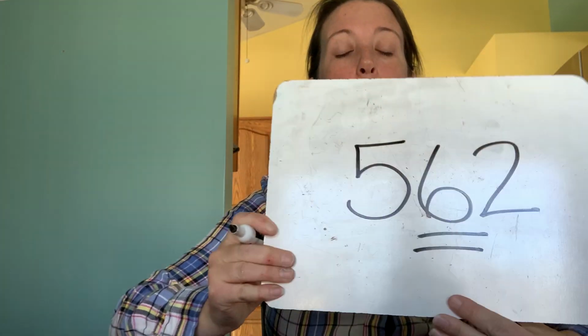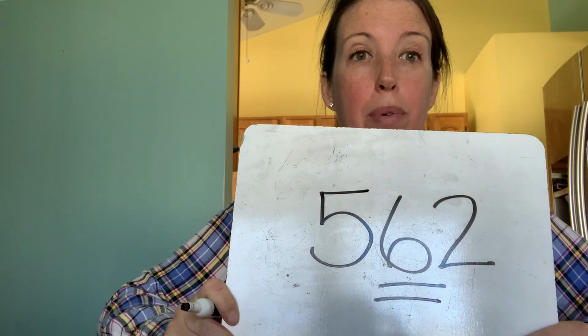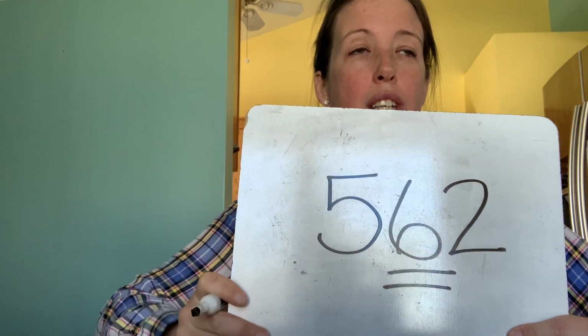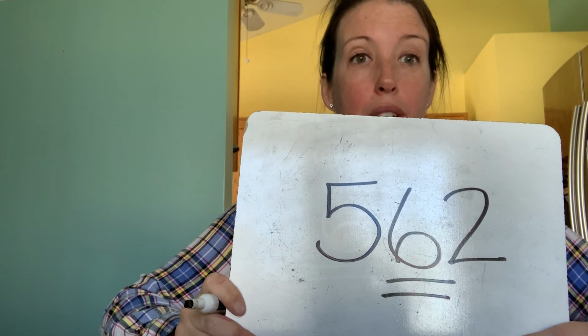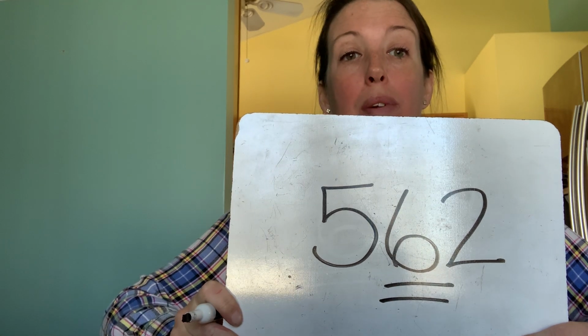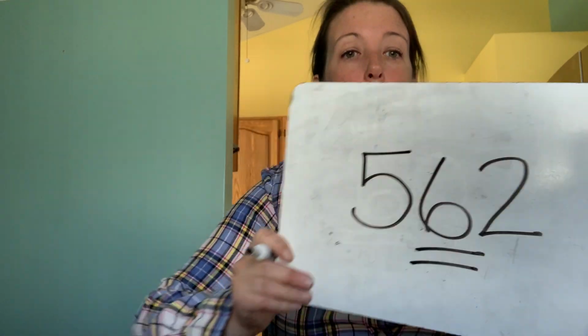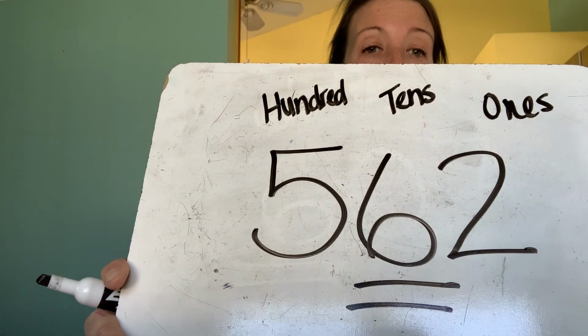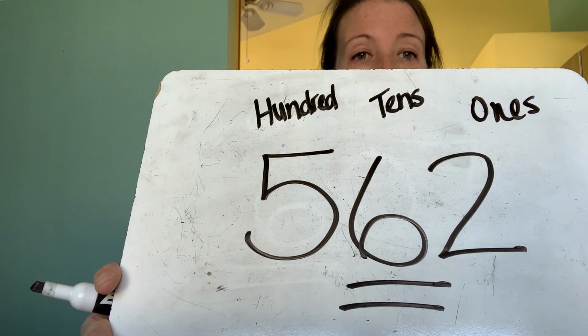So watch. If I have this number, 562, and I ask you what place the underlined digit is in, I don't want to know the name of the digit. The name of the digit is 6, but that's not what it's asking. It wants to know what place it's in. What is its location? So you're going to think back to your place value chart. So here I have my 5 would be in my hundreds, which means my 6 would be in my tens, and my 2 would be in my ones. So the 6 is located in the tens place, right?